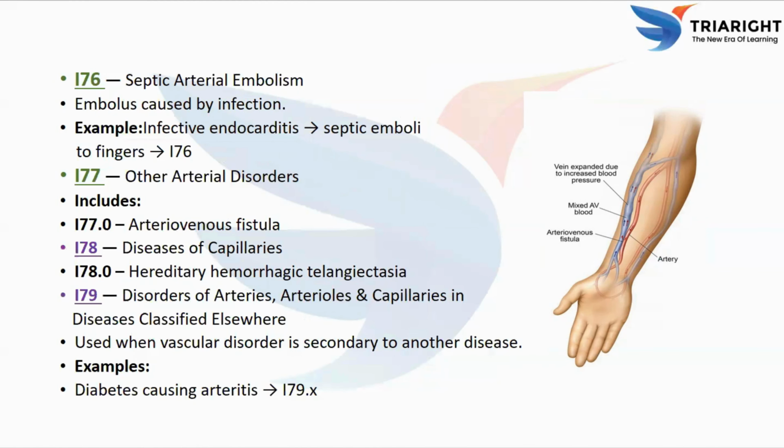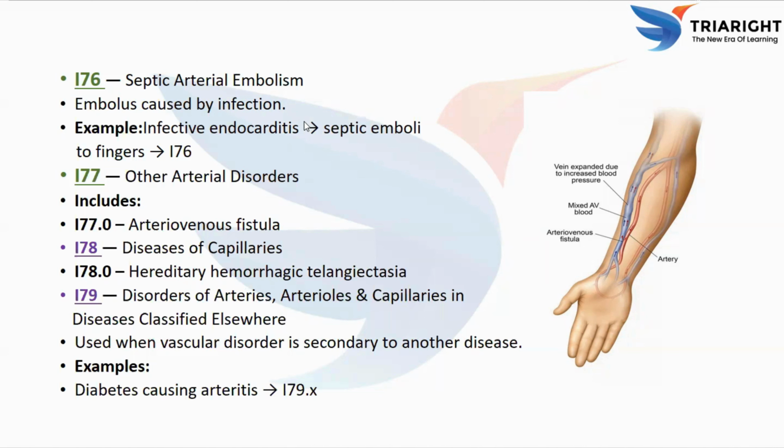Then the I76 category code. What do you mean by septic arterial embolism? An embolus is a traveling particle. An embolus is nothing but a clot or an infected material, and this blocks a blood vessel. Septic means the embolus is caused by infection. So I76 is used whenever an infected particle travels in the artery and blocks it.